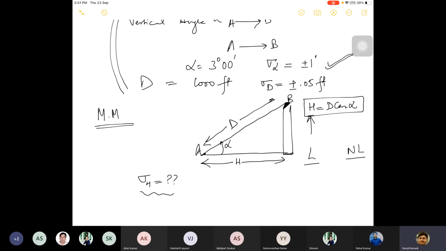Can anybody explain why this is a non-linear model? So because there are two variables in multiplication. First of all, this d, is the very basic answer is that two variables are there in multiplication. But second is the cos alpha, which is like this. Is it a linear function? It's non-linear.